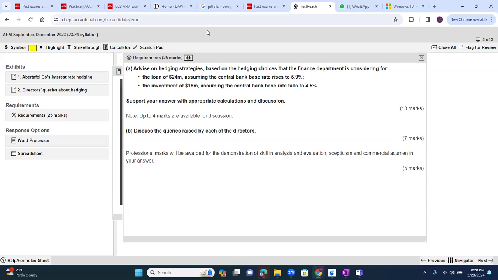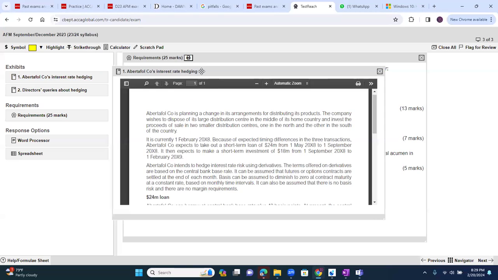13 marks. Discuss the queries raised by each of the directors. So in part A, 4 marks were available for the discussion. Professional marks will be awarded for the demonstration of skill in analysis and evaluation. This analysis and evaluation means you have to discuss the numeric which you have performed above, skepticism, and commercial acumen in your answer. Okay. Let's read the question.